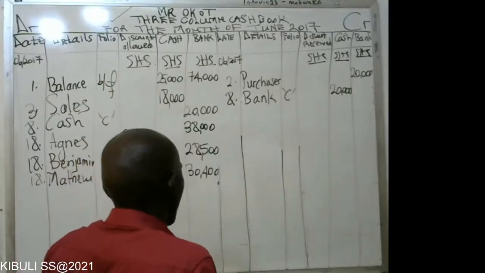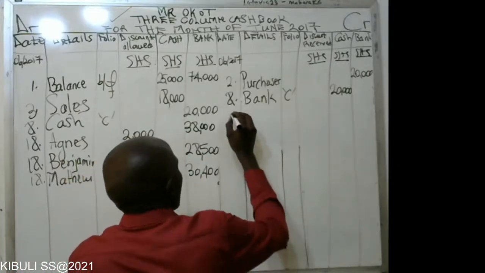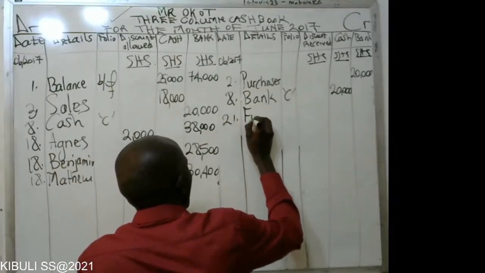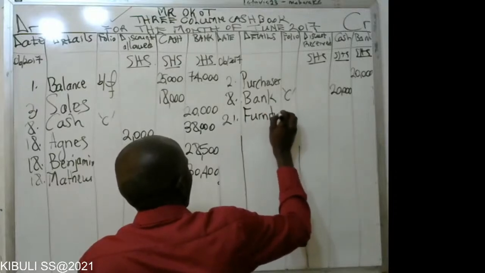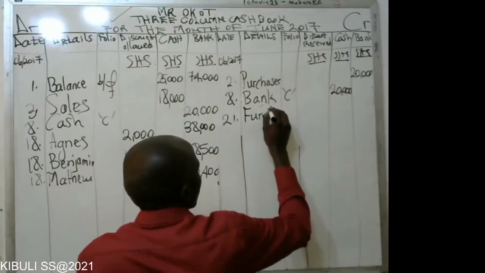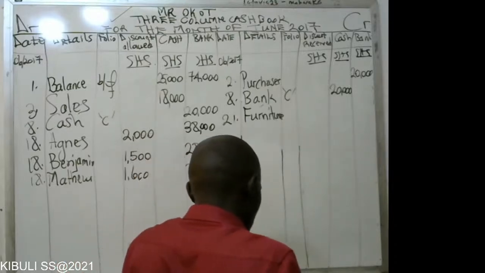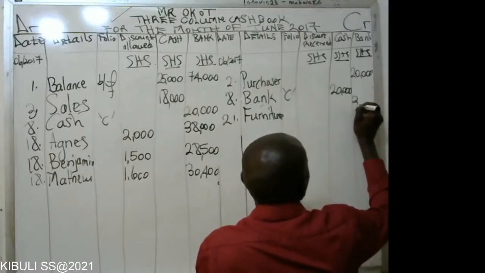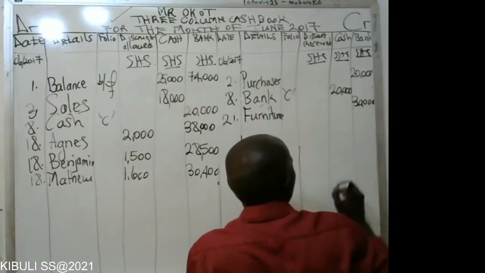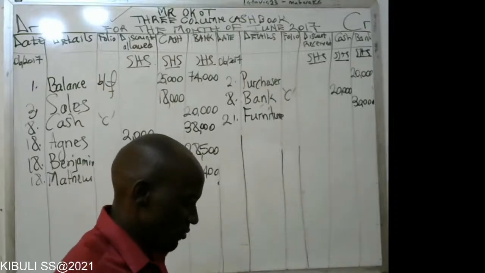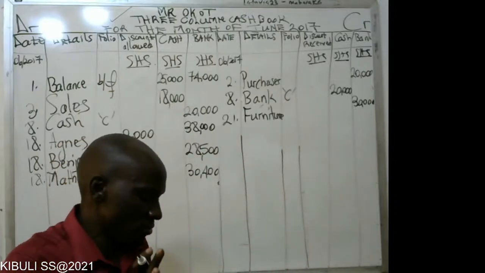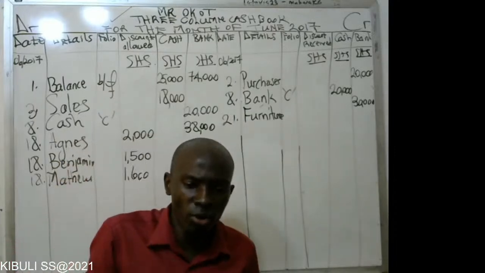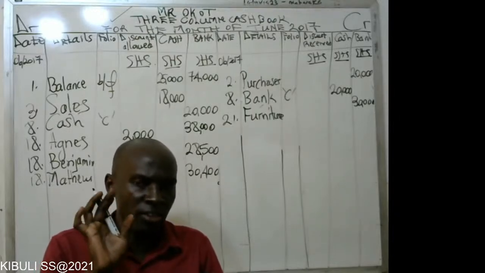So you come, record your date on 21st. Bank gave out to what? To furniture. How much was it? It was 30,000. So bank lost 30,000 to furniture. I believe now you are familiar with such transactions because we have seen a lot of them in the 2-column cash book. Okay, we move on to the next transaction on 26th.